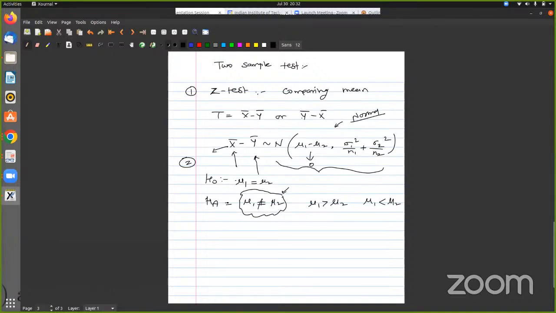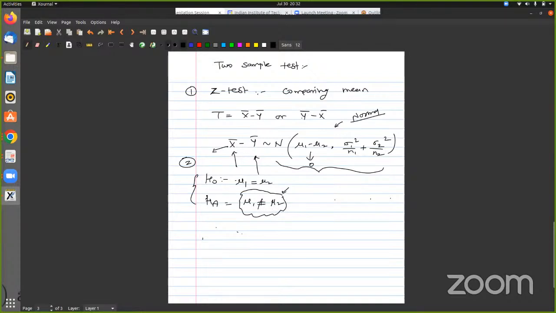Because then we can just convert it, and the format will be simpler than the mod of T, or I can say mod of x bar minus y bar is greater than c. Directly you can use this. Let's not confuse these things. Fine, this is my null and alternative hypothesis in this case.